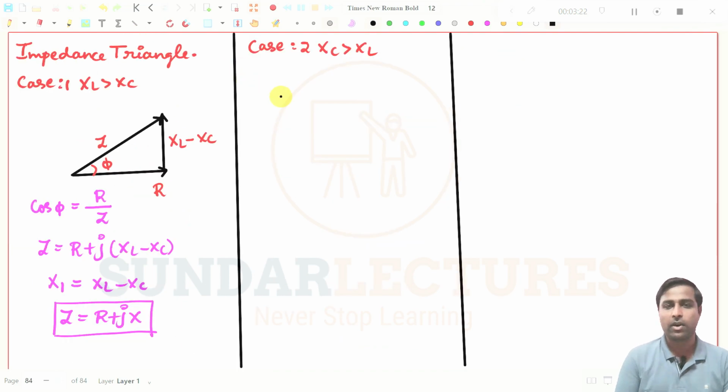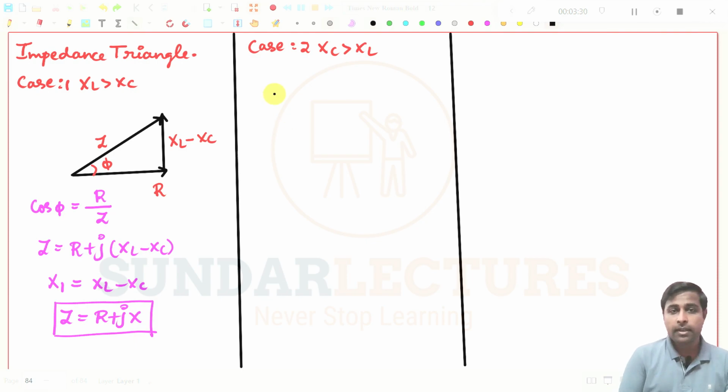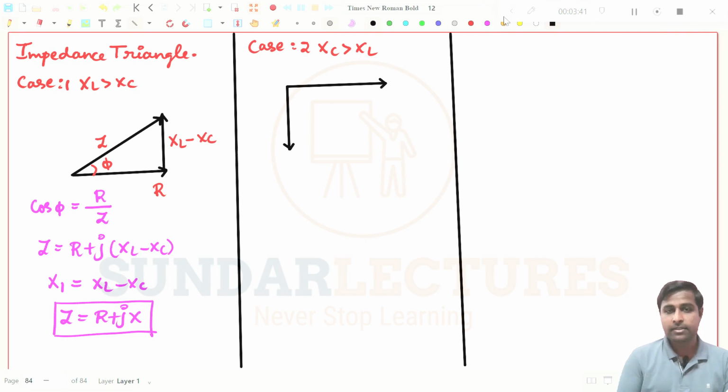So anyway, I will write it down. So this is R value, this is R, and what is this one? This is nothing but XC minus XL, right? So we will write it down. So this is R and this is nothing but XC minus XL.